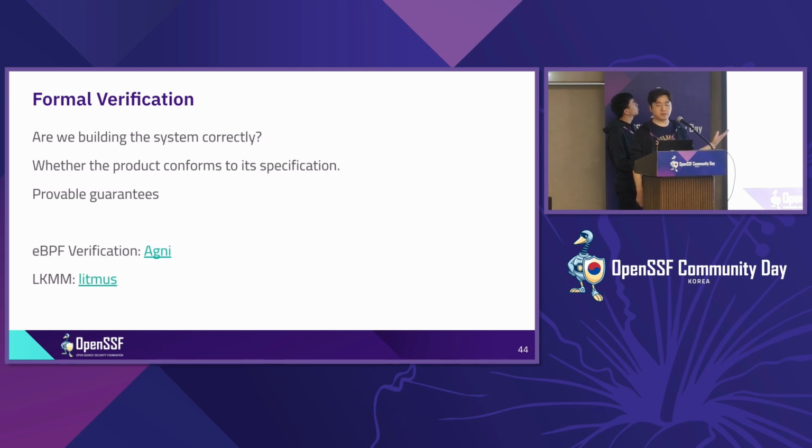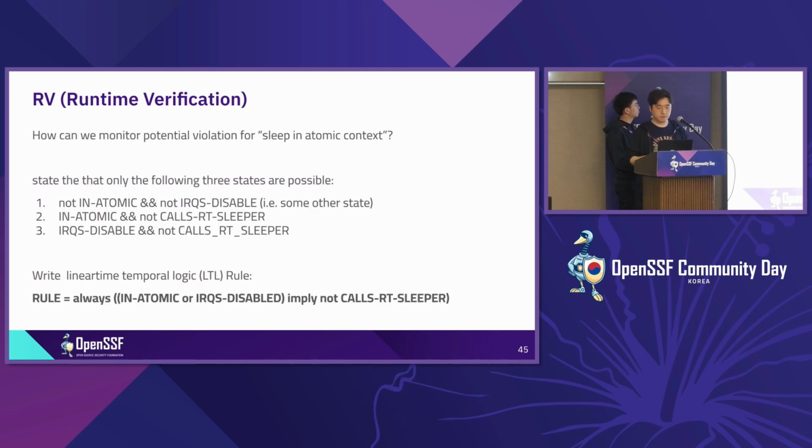It asks whether the system is built correctly, whether it conforms to each specification. The specification is the key point. Tools like Agni for the eBPF verifier and Litmus for LKMM by Paul McKenney provide provable guarantees of correctness. Runtime verification, a recent feature merged upstream, helps monitor potential violations such as sleeping in atomic context in the Linux kernel.